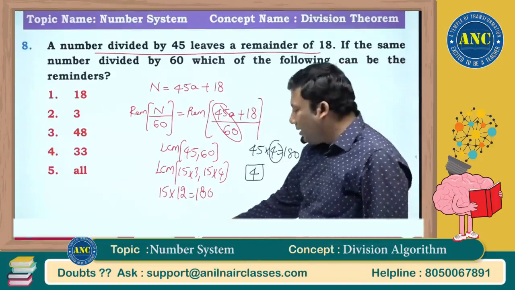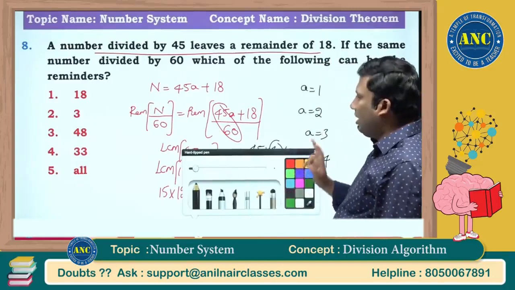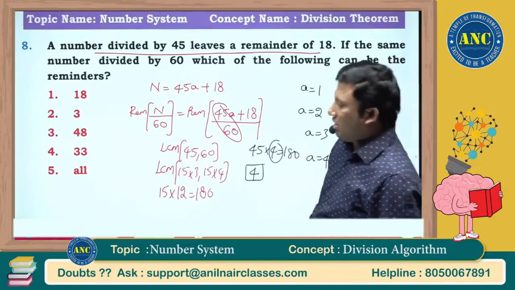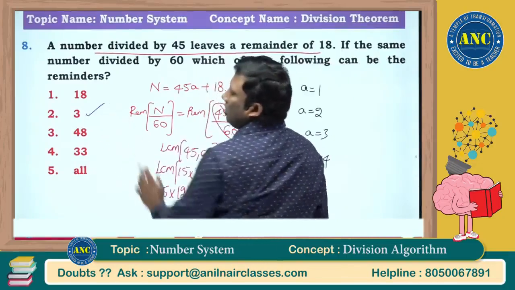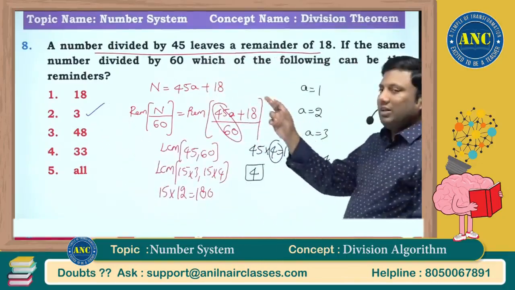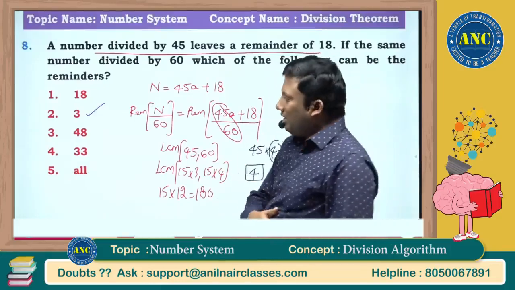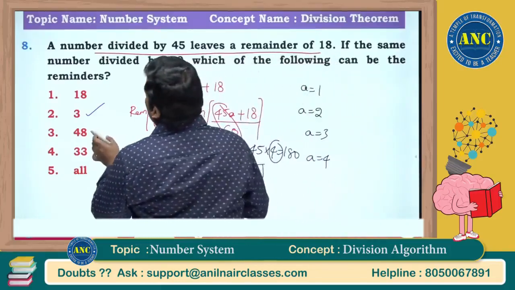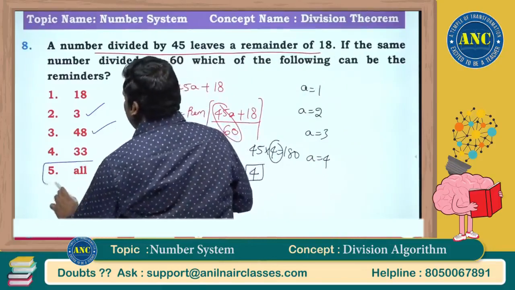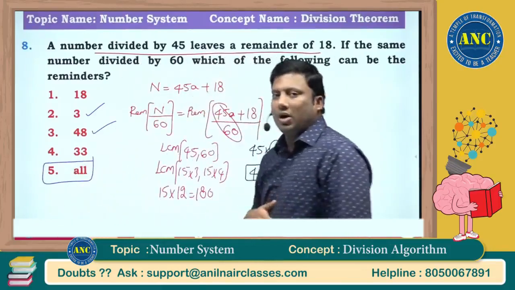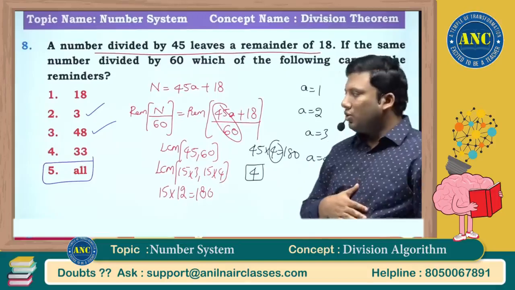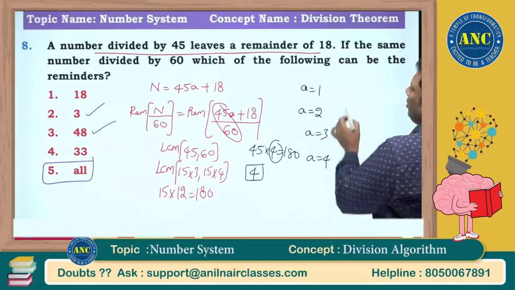A1: 45 plus 18, 63. 63 divided by 60, it is 3. Possible. A2: 45 2s are 90. 90 plus 18, 108. 108 divided by 60, 48. 2 options are matching. There is no option 2 and 3. So obviously the answer should be A1, A2, A3.